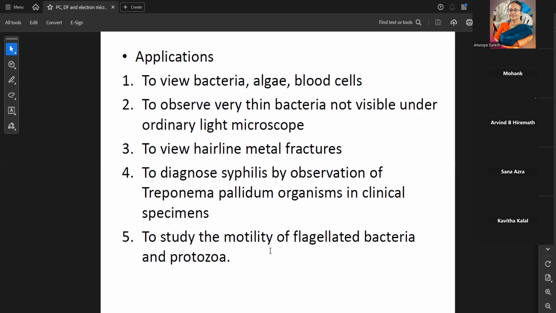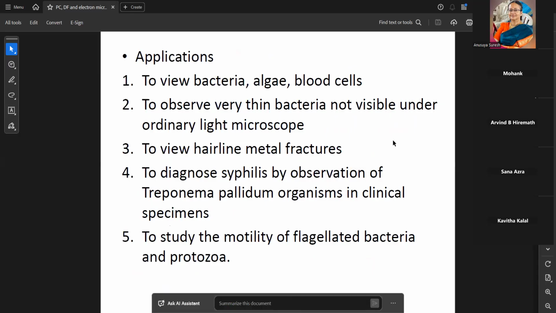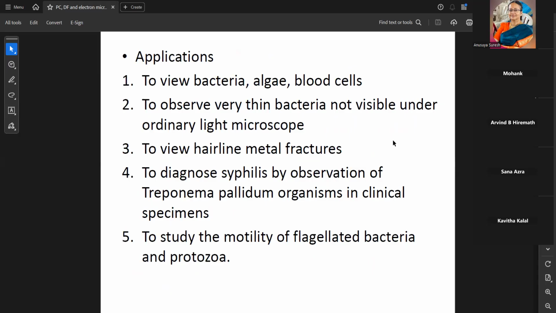Now, where do we use this dark field microscopy? We use it to view bacteria, algae, and blood cells. If there are some bacteria which are very thin, which cannot be seen under a normal light microscope, then we use dark field microscopy for that. Because for these thin bacteria, the contrast is better in the case of dark field microscopy.